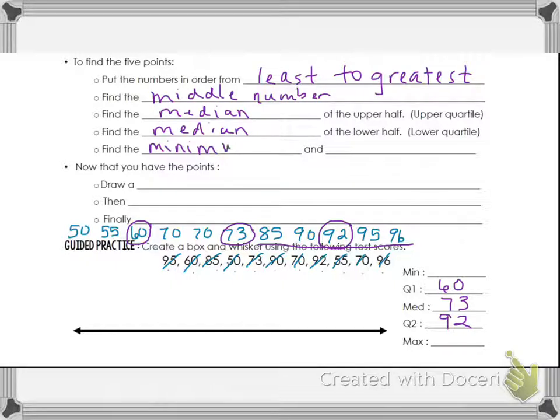So now that I have those 3 values, I need to find my minimum and my maximum. And those are going to be very easy for us to find because our numbers are in order from least to greatest. So we just need the smallest and the largest numbers. So our minimum is 50. Our maximum is 96.